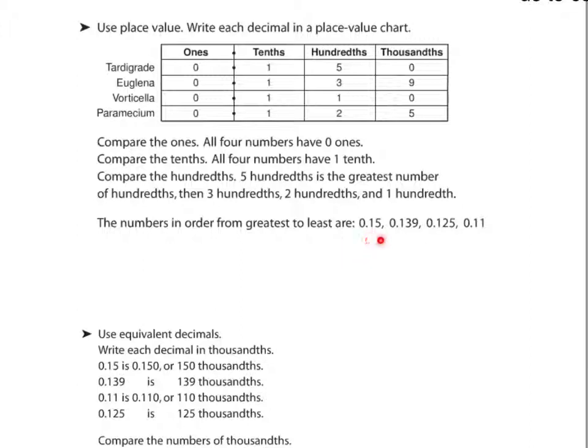So it would be 0.15, 0.139, 0.125, and 0.11. And again, you can see they've added zeros on the end, which hasn't changed the value at all.